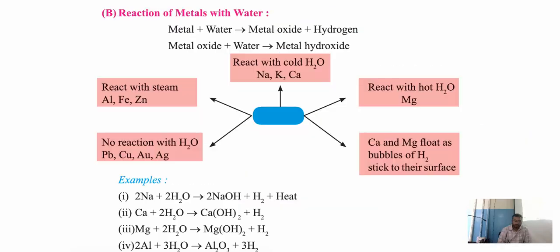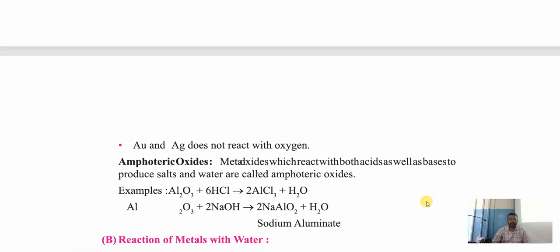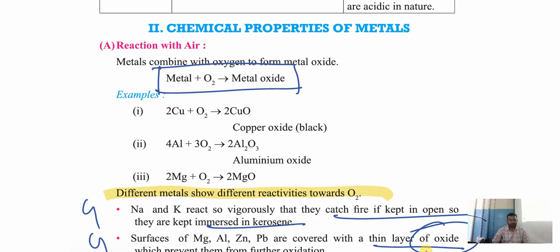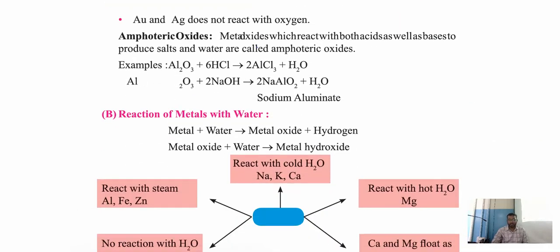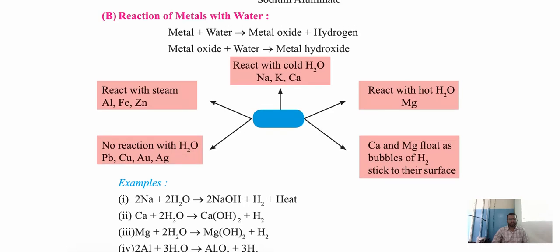Clear? Yes, students. Now we are going to continue with the next reaction. Now we have studied how the metals react with oxygen, that is air. Am I right? This is what we have studied. Reaction with air. How the metals react with air we have studied. Now we are going to study how the metals react with water. Let's continue. Children, it's very important.